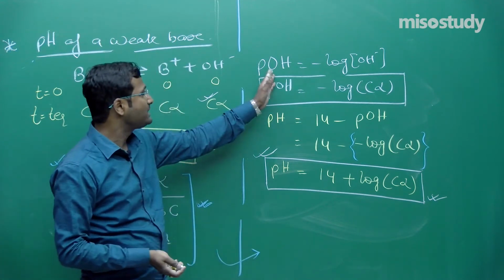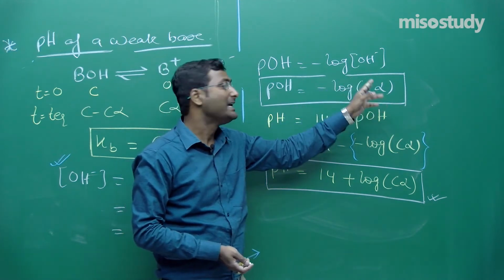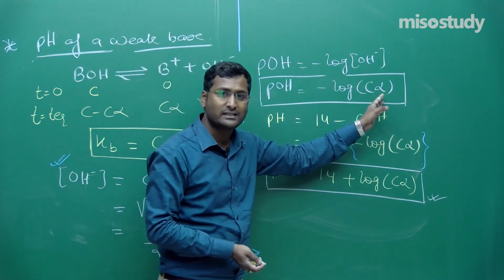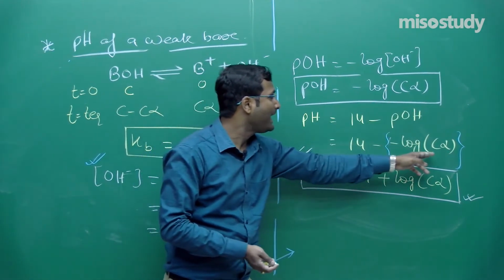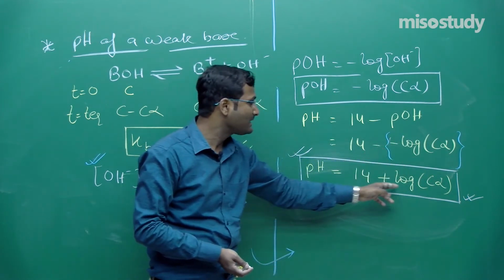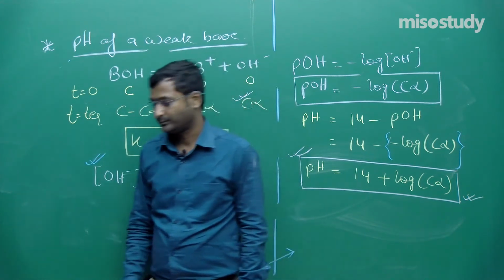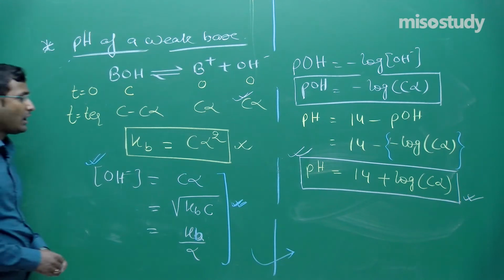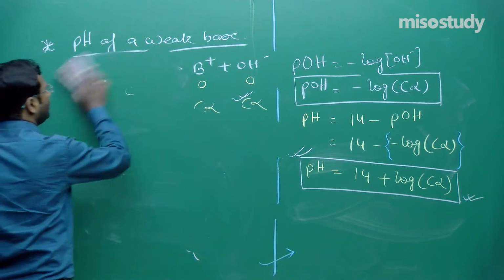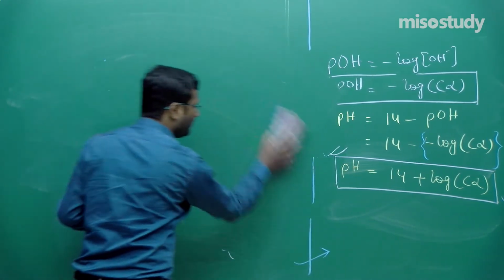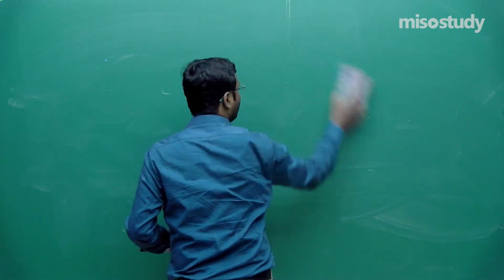What I have done? pOH is equal to minus log OH ion concentration. Put the value of OH ion concentration, which is C alpha, that is minus log C alpha. Now pH is equal to 14 minus pOH, and put this value minus log C alpha. So minus minus plus is log C alpha. Are you getting this point? So friends, note it down. Now I'm moving to the next topic. You can easily find the pH for a weak base, pH for a weak acid, pH for salt also, but I will discuss it later.